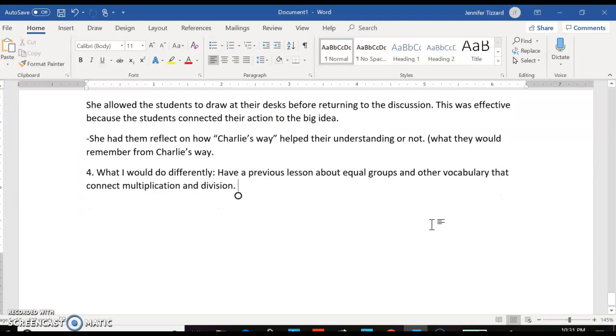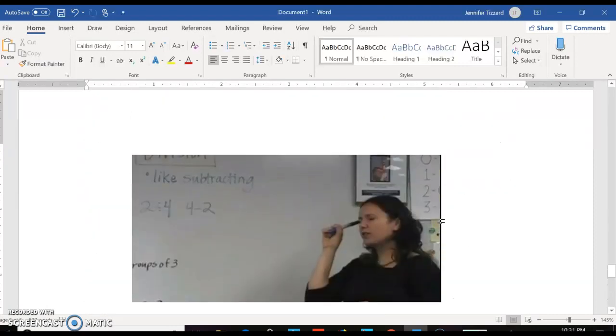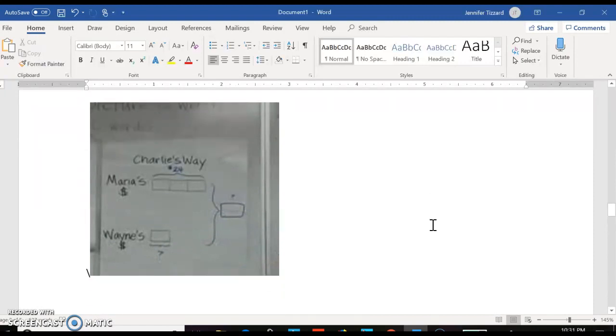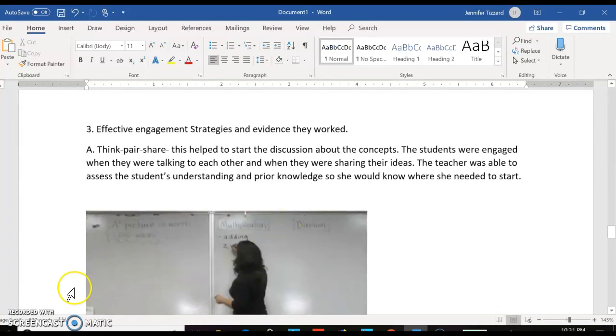So what I would do differently, I would have a previous lesson, maybe because they didn't seem to understand that they needed to make equal groups. So maybe have a previous lesson with some of the vocabulary they might not understand now that she's already gone over this. And then the other thing would be back here in this picture. I would have it be a different shape and a different color, and that way they would know it'd be a different thing.